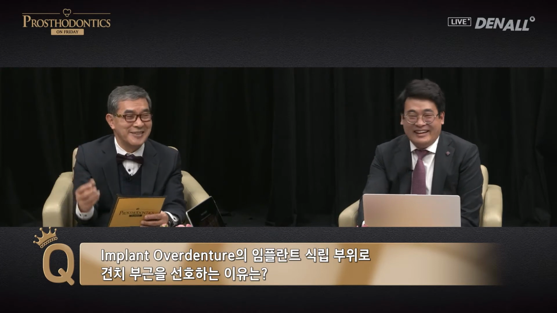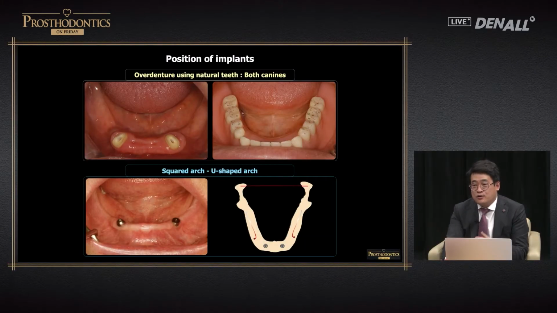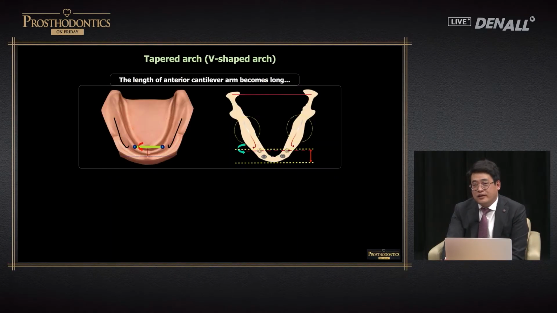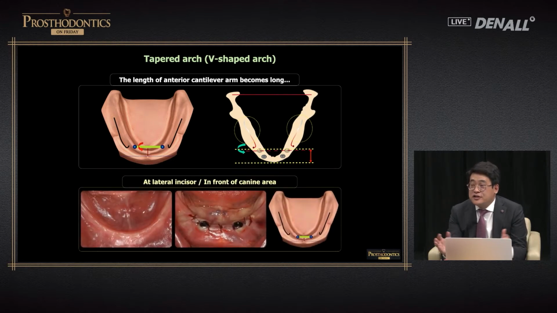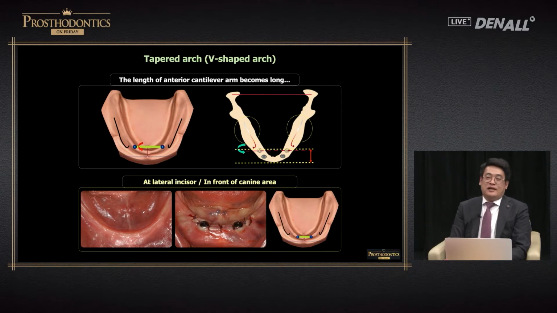Please carry on. If the arch shape is U-shape, the position is not really important, but canine area is preferred. In the case of V shape, if you place it in the canine area, anterior cantilever becomes elongated. You need to place it mesial to the canine.